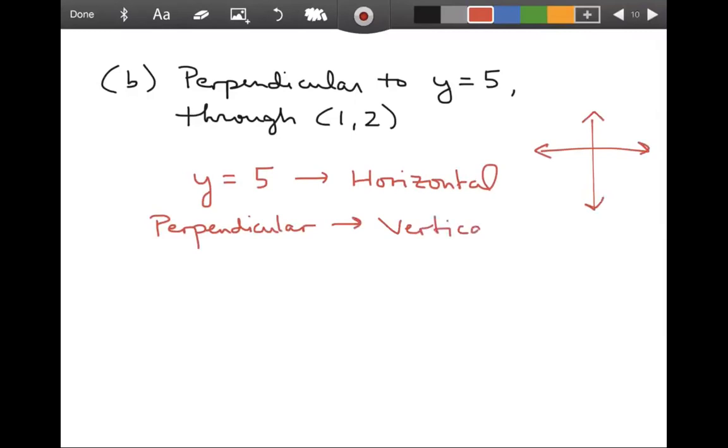So this is just a fancy way of asking for an equation of a vertical line through the point (1, 2). A vertical line has the form x equals a number. What's the number going to be this time? Well, in this point, x is 1, y is 2. So what all of the points on this line are going to have in common is that the x coordinate is going to be 1.